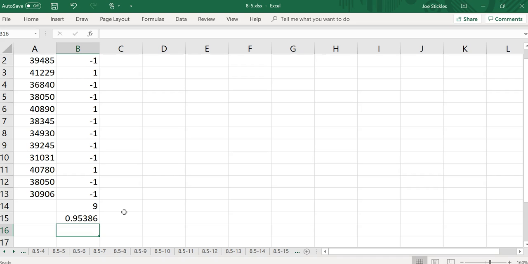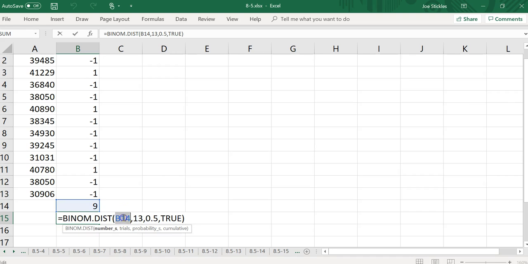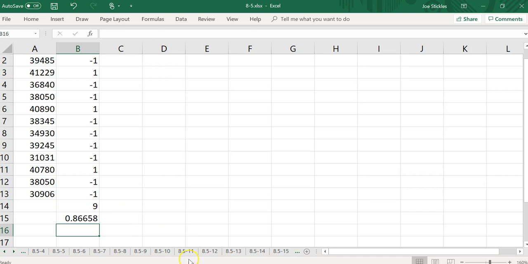So up to 9 is 0.95386. So 9, well, I should have done up to 8, shouldn't I? Because I did 9 or more. Let me flip that around, sorry. Let me change this to, instead of 9, let's do 8. Because if I want a p-value, it would be 9 or more, right? The complement is 8 or less.